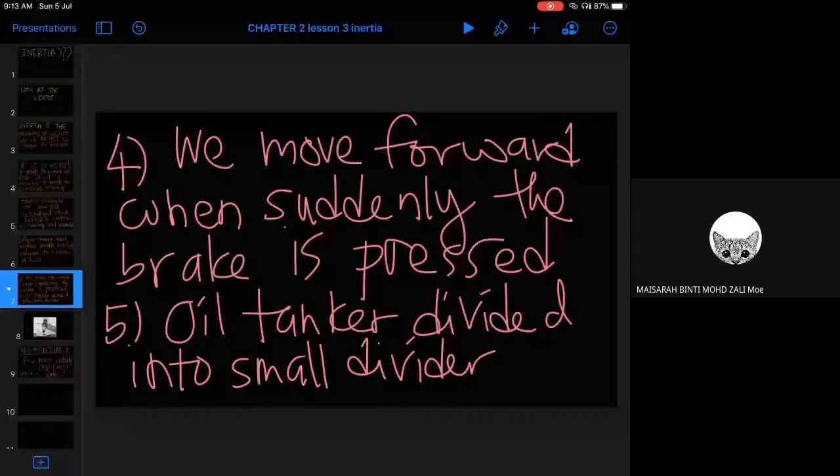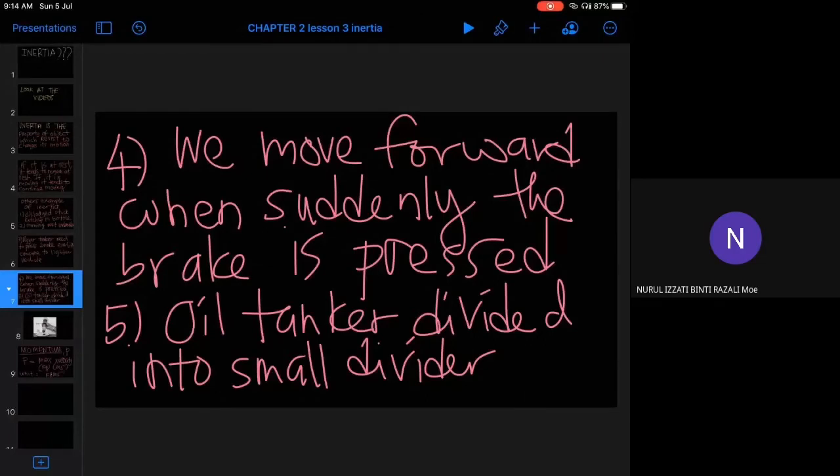So every divider tu dia akan masukkanlah oil dalam tu. So dia reduce the mass, is it? Every tank tu will reduce the mass, is it? Yes. Betul tak? So bila reduce the mass means that the inertia is also reduced. Betul tak? Compare to one big tank. Betul tak? Compare to one bigger tank. So dia make small divider into the tank. So dia slot in setiap tank tu dengan fuel. So dia reduce the mass for each tank so that dia reduce the inertia.